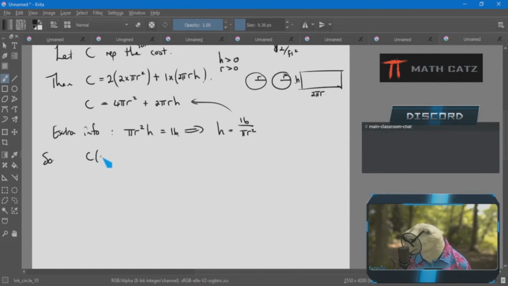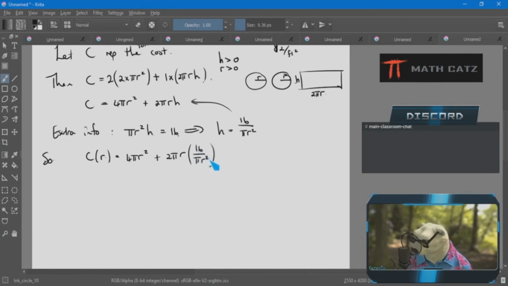So we're going to write this in terms of h, right? No, the other way around. We're going to eliminate h, and we're going to write the function in terms of r. So the first part is already in terms of r, so that's good. Then a 2 pi r, and then what h is in terms of r, 16 over pi r squared.